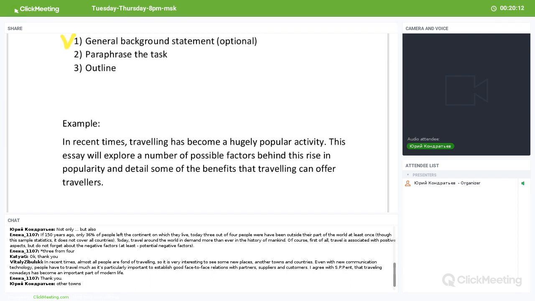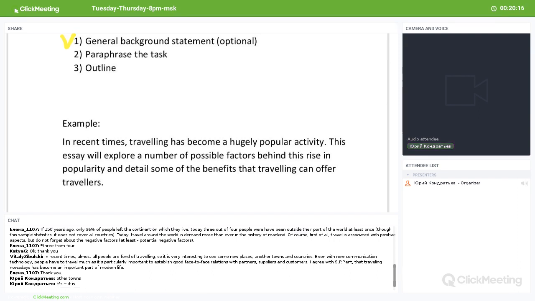So don't use contractions in your writing. You need to write "it is" instead of "it's", because "it's" is only for speaking, and in writing you should write "it is". Okay, even the new communication technology. In recent times, almost all people are fond of traveling, so it is very interesting to see some new places and other towns and countries. Even with new communication technology, people have to travel much as it is particularly important.